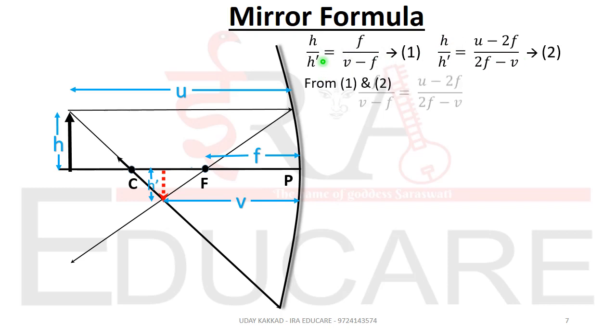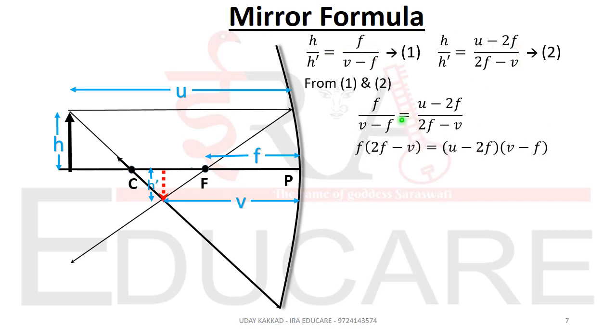So from 1 and 2, these two terms are equal, right? Now let's cross multiply it. This is nothing but cross multiplication. Now multiply the terms: f inside the bracket, 2f square, fv. Likewise uv, uf, 2fv and 2f square.